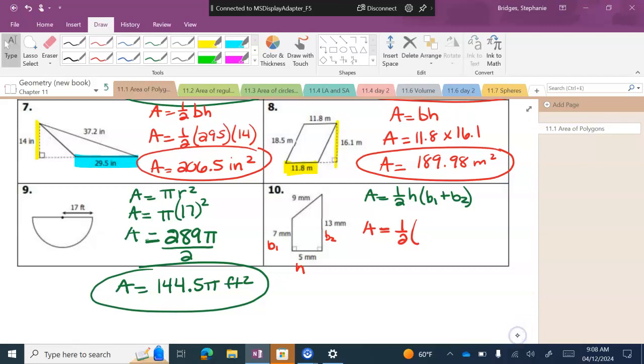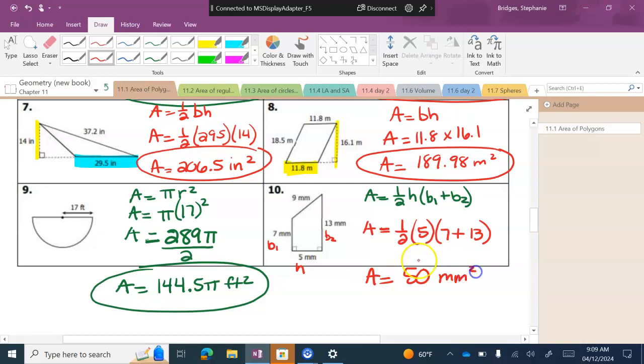So we're going to plug this in. 5 for H, 7 for B1, 13 for B2. And I want you to enter it just like you did with this one, just with the new numbers. Okay? So you're going to go 0.5, open your parenthesis, put in 5, close your parenthesis, open another parenthesis, 7 plus 13 or 13 plus 7, close that parenthesis, and we get an area of 50, and it's millimeters squared.